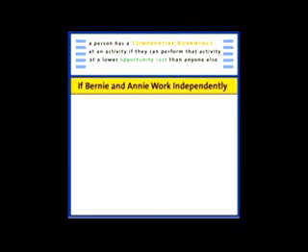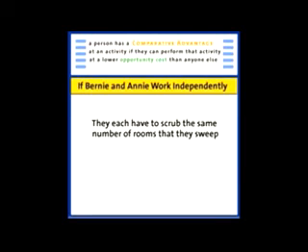So the question is, if Bernie and Anne have to sweep and scrub the same number of rooms each, that is, Bernie has to sweep, say, 2 rooms and scrub 2 rooms, and Anne has to, say, sweep 6 rooms and scrub 6 rooms, well, what numbers are going to work out? What's the maximum number of rooms that Bernie can clean by himself? What's the maximum number of rooms that Anne can clean by herself? Remember, the numbers have to be equal for sweeping and scrubbing for Bernie, and the numbers have to be equal for sweeping and scrubbing for Anne.